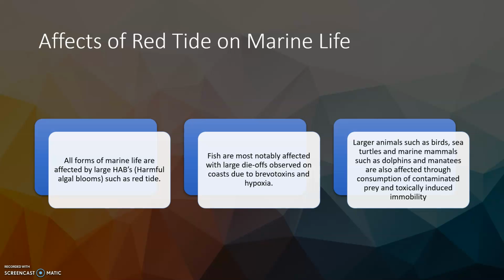And then larger animals such as birds, sea turtles, and marine mammals like dolphins and manatees specifically are affected by this because they consume the contaminated prey like the fish, and then they ingest these toxins, which reduces their functions as well. And then they can get stranded in large algal blooms where they can't leave or breathe. So it's ultimately harmful for a lot of animals in the environment.